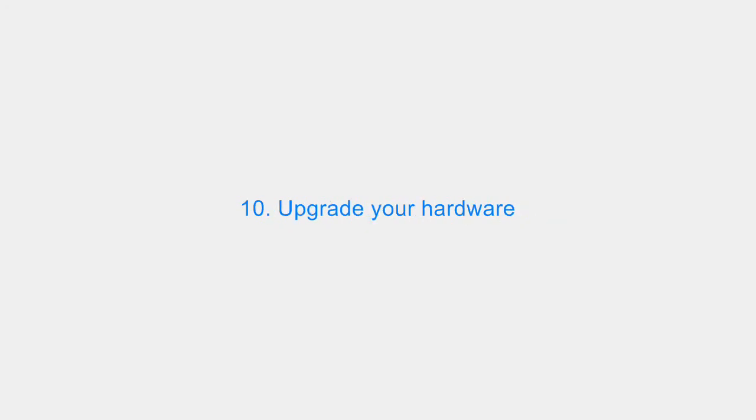Number 10, upgrade your hardware. Upgrading your hardware is the best way to improve the experience that you're going to have in the Windows 7 environment. As I stated before, if you're running the minimum requirements, you might have to disable a few things that make Windows 7 look better.